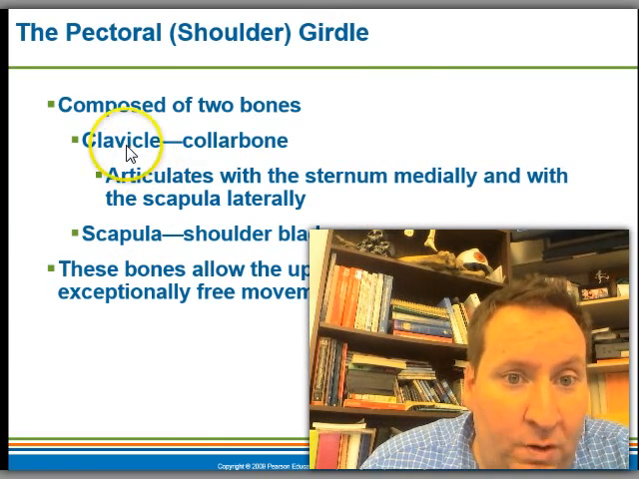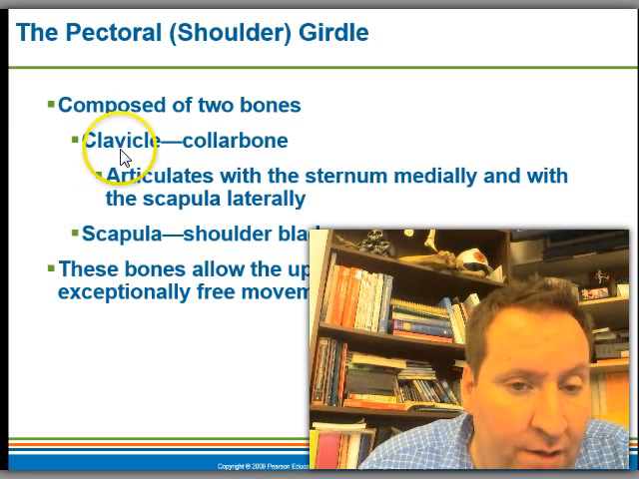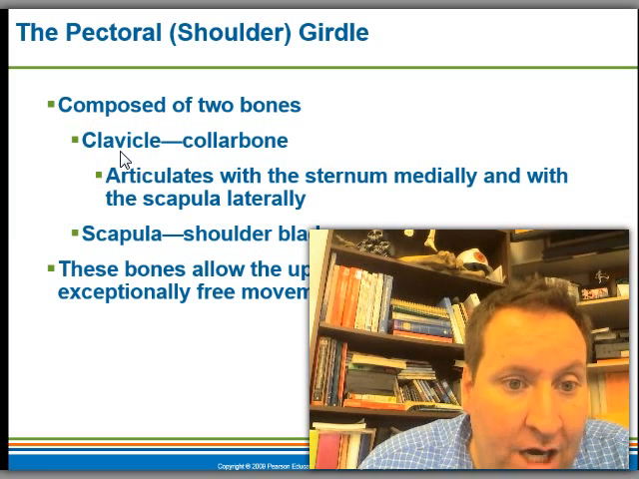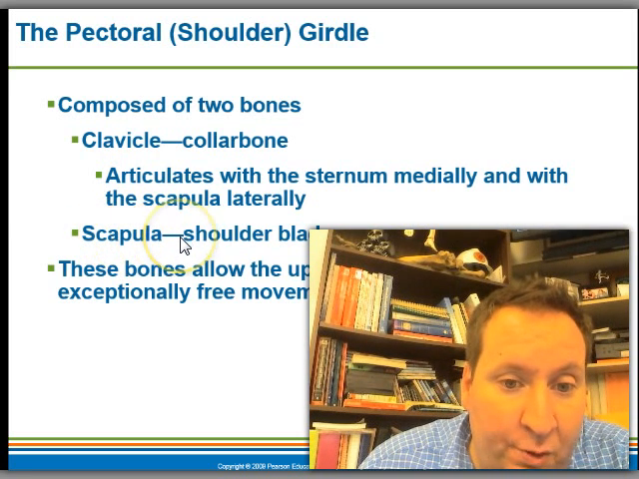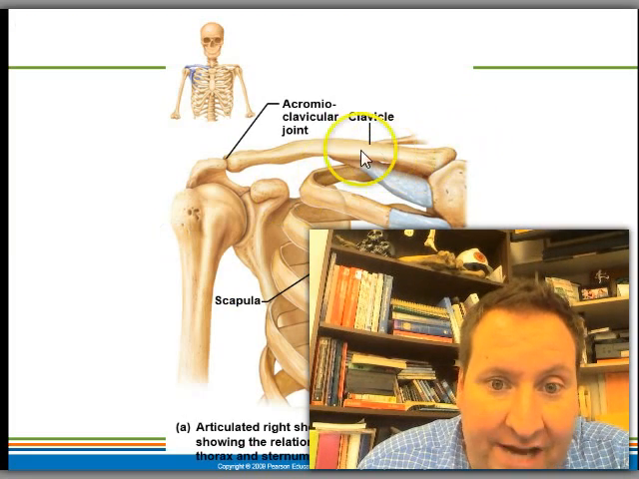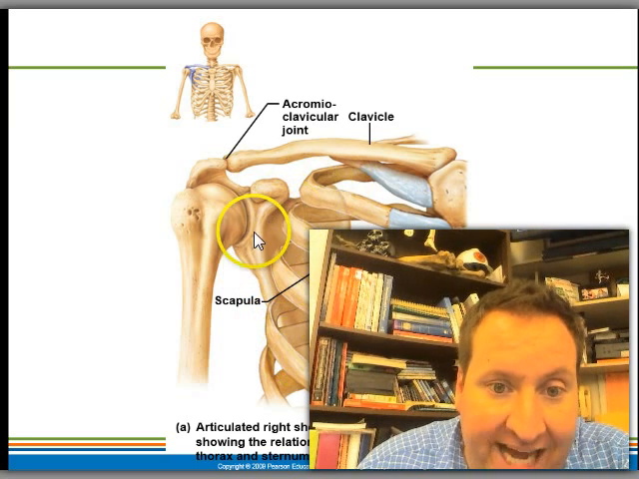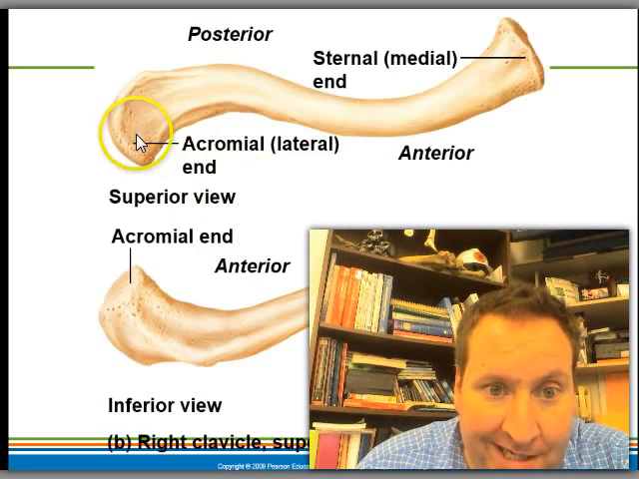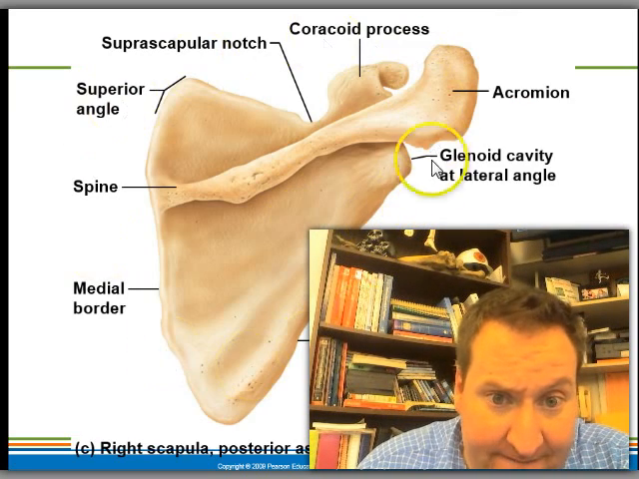We take a look at the pectoral girdle or the shoulder region. It consists of the clavicle. Another name for the clavicle is the collarbone. The clavicle is going to articulate with the sternum, and then it also attaches to the scapula. The scapula is also called your shoulder blade. These bones allow the humerus to have exceptional free movement. So this is the clavicle right here, and then this awkward-looking bone back here is what we call your scapula. Again, this is your clavicle. This is your scapula.